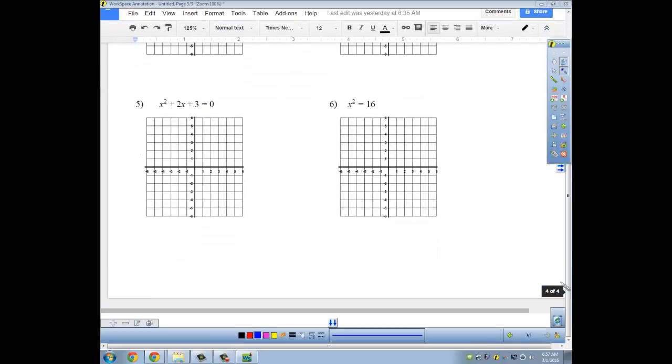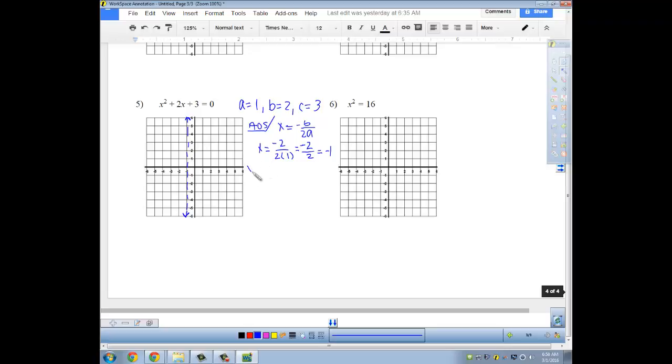Okay, number 5, A equals 1, B equals 2, C equals 3. So here, start off with axis of symmetry. X equals -b over 2a. So we get -b is -2 over 2 times 1. So -2 over 2 is -1. So my axis of symmetry is x equals -1. So dotted line going down here.